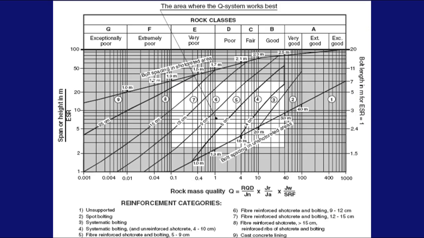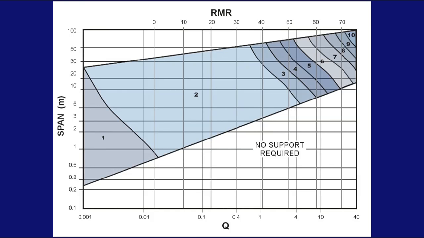This shows an earlier version of the Q support design chart, and you can see the white area, the white sort of block in the middle. That is where the system works best, and that corresponds with hard rock in general.